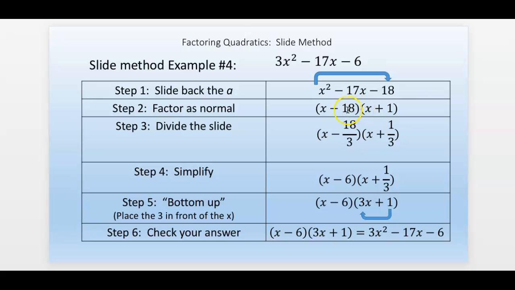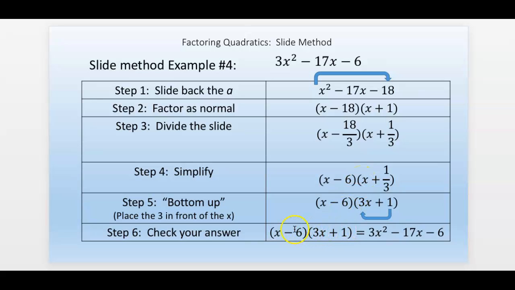All right, and we know that 18 minus 1 is 17. All right, it's really negative 18 plus 1. The difference between them is 17. All right, then divide the slide. We slid back a 3. So divide both of those numbers by 3. 18 divided by 3 is 6. And then 1/3, take the 3 and bottom up and put it in front of that x there, okay?